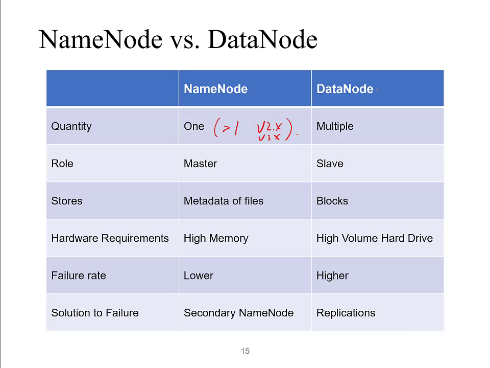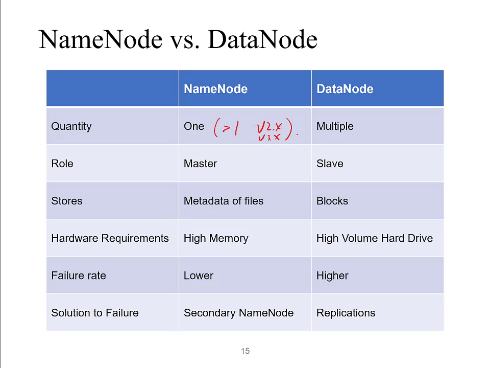The role of name node is the master, while the data nodes serve as slaves. The name node stores metadata of files, and the data node stores the blocks of files. For the hardware requirement, for name node we need high memory, while for data node we need a high volume of hard drive. The failure rate of name node is expected to be lower, while the failure rate of data node is expected to be higher than that of name node.